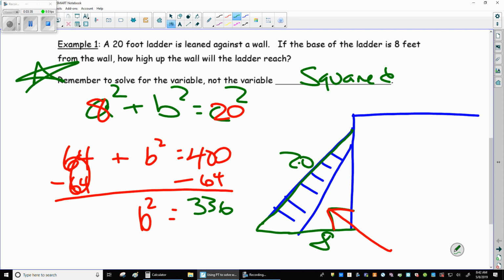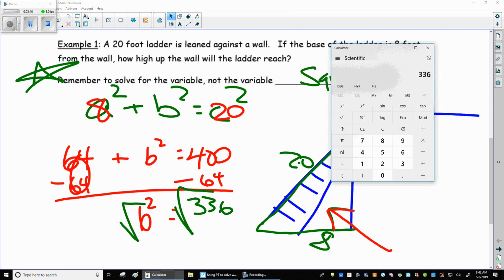Like I have B squared right now, it obviously just wants regular B. So how do I get rid of that square? Square root both sides. And I have no idea what the square root of 336 is, and it's not going to be a perfect square, I'm pretty sure. So let's take the square root.